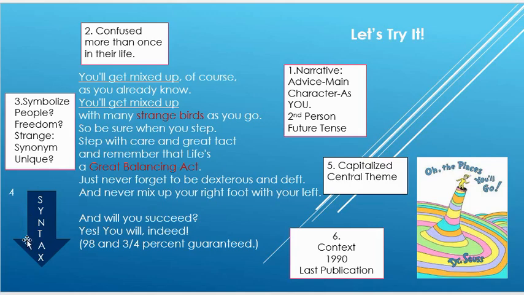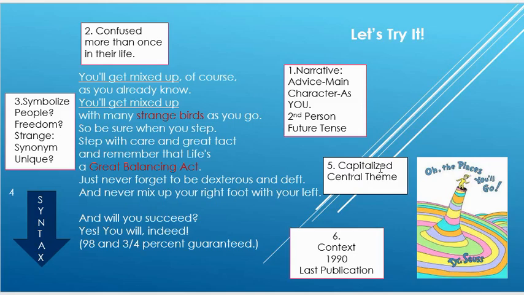The fourth is syntax. In the beginning, we start off kind of, I want to say negative. And then as it proceeds, we end with a very positive message. But why does it say 98.75% guaranteed? Well, nothing is 100% sure in life. So you need to strive to do your best and you'll succeed. But there's always that little chance in there that you're going to come across some difficulties.